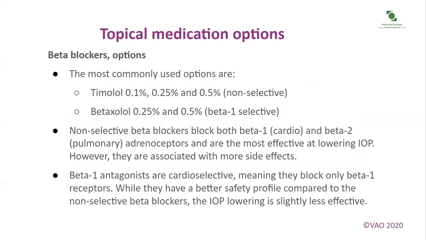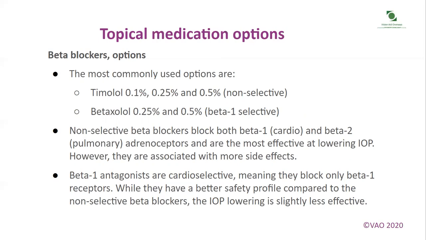Options. Well, the most commonly used options are timolol, 0.1, 0.25 and 0.5% as non-selective beta blockers, and betaxolol in 0.25 and 0.5%, which are beta-1 selective. Non-selective beta blockers block both beta-1, the cardio, and beta-2, the pulmonary adrenoceptors, and are the most effective at lowering IOP. However, they are associated with more side effects.